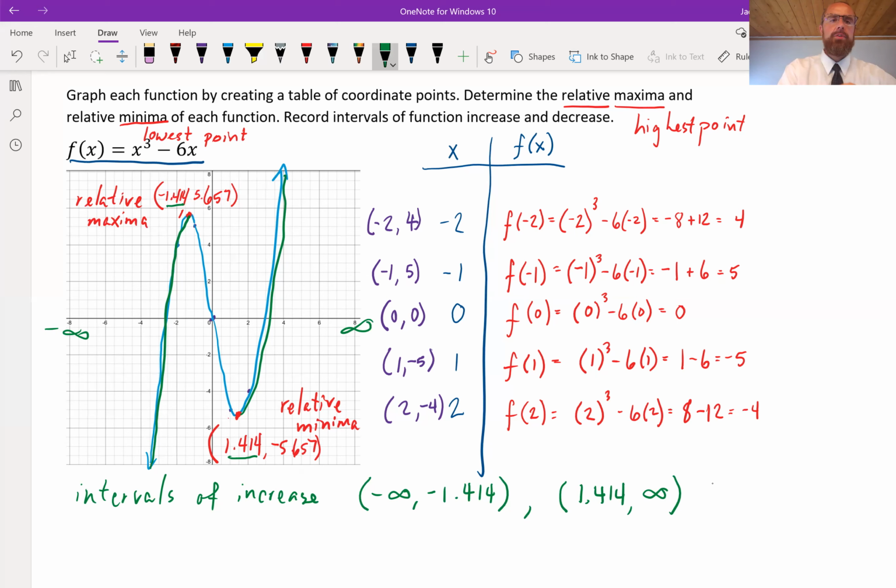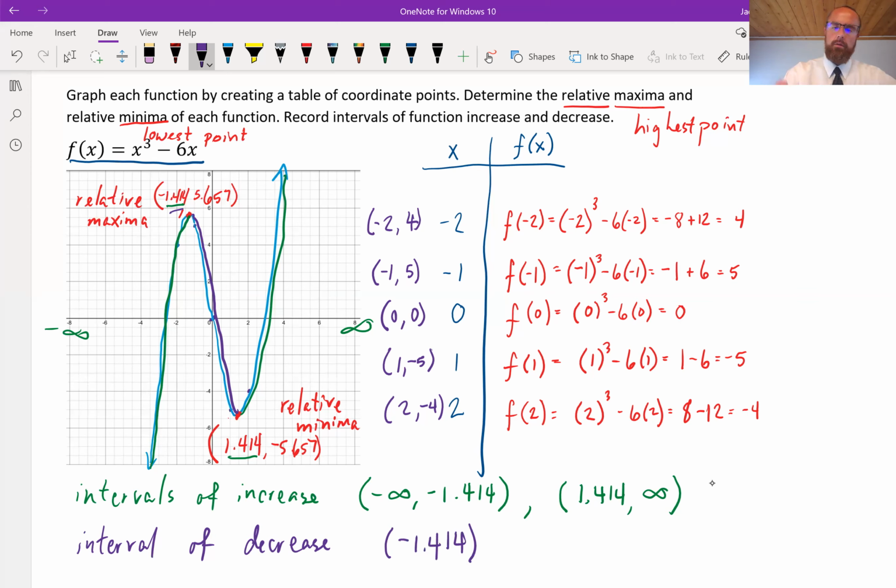To finalize this question, all we need is to say, where is the function decreasing? What's my interval of decrease? And we'll record this in the purple color. And really what we need to highlight is that middle section of the graph. From this high point, the relative maxima, the whole function is going downhill to that relative minima. So to describe that, we're going to start at the x value of the relative maxima, negative 1.414, comma, to the x value of the relative minima, 1.414.